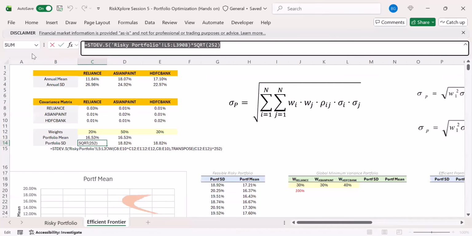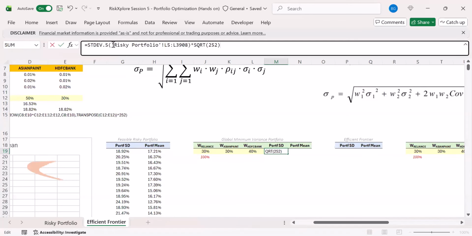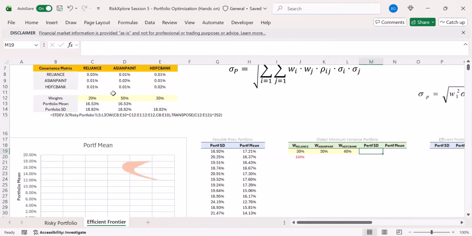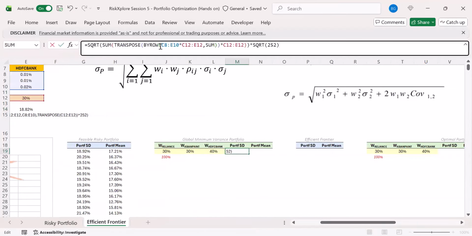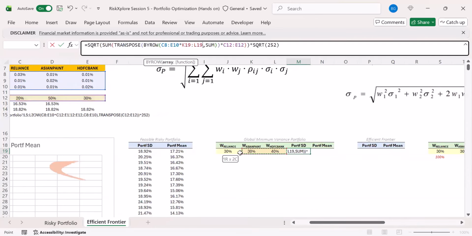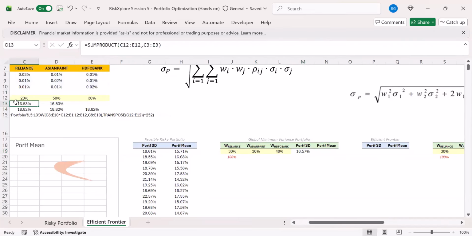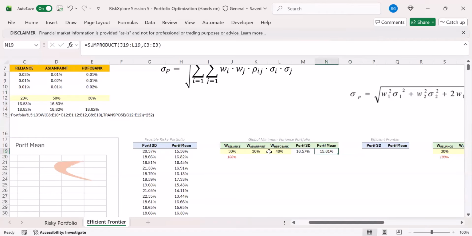So let's copy this, right? Let's copy this, and not this one, because this doesn't directly use weights. Let's use this formula here for now. Let's come here and paste that. Now, instead of referring to these weights, we will refer to these weights and these weights here. So we have the portfolio SD. Now, portfolio mean, similarly, we will copy this formula and find the portfolio mean using these weights here. Press enter, we have the portfolio mean here.